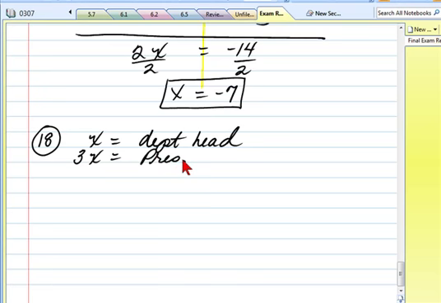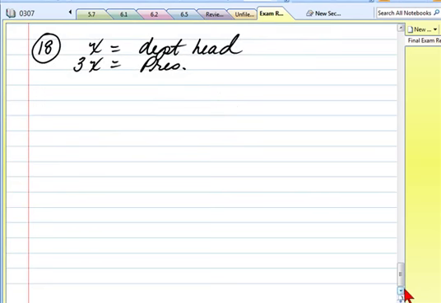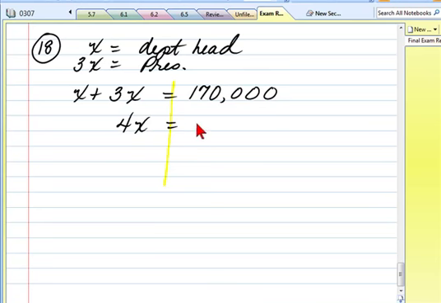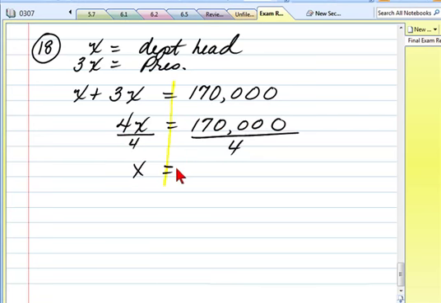If the total of their salaries is $170,000, find each worker's salary. How will I write an equation from that information? Total means to add. So x plus 3x is 170,000. I'm going to combine like terms on the left. That gives me 4x is 170,000. Divide by 4. And x is equal to 42,500. Is that correct? Okay.